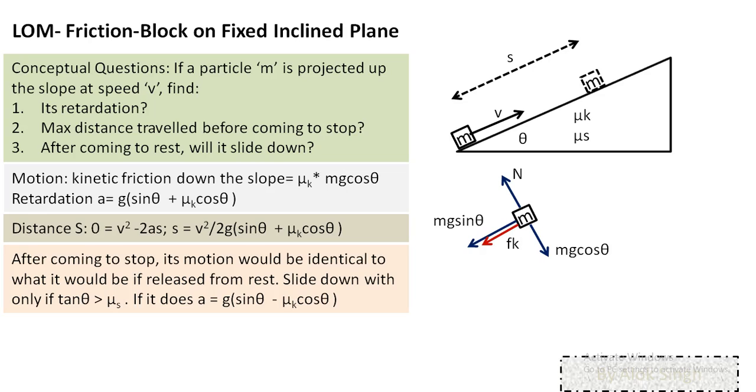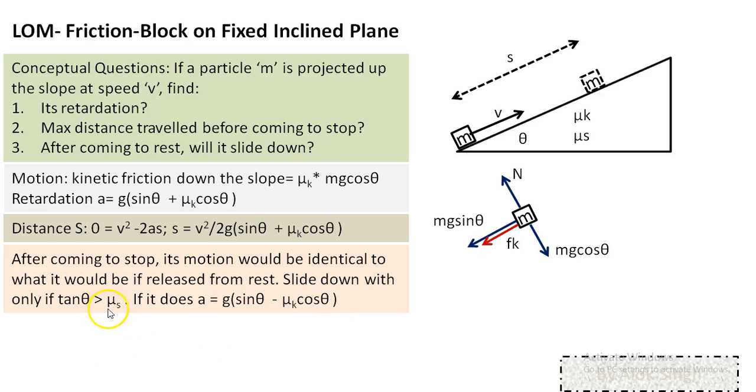After coming to stop, the third part of the question is: after coming to rest, will it slide down or will it continue to remain at rest? After coming to stop, its further motion would be identical to what it would be if released from rest. And as we have seen in the previous slide, whether or not it will slide down will depend on the angle of inclination compared to the critical angle. If this angle is greater than the critical angle, it will slide backwards. If not, it will remain at rest.